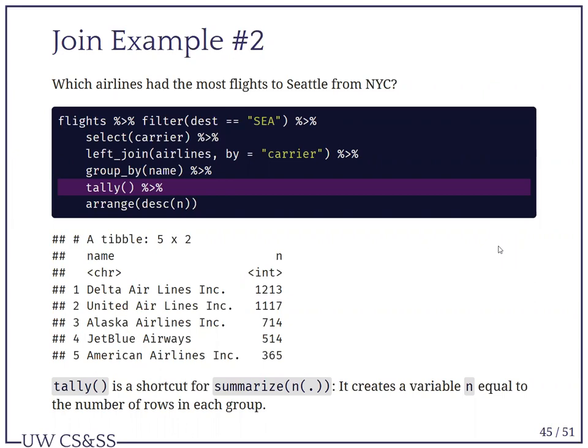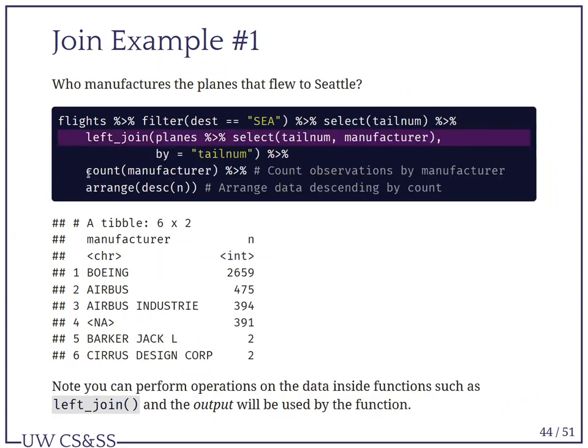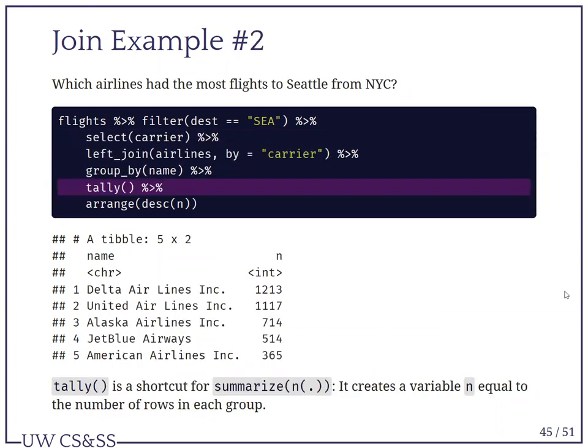So earlier I said summarize n obs equals n function, right? Tally lets you do that in one line instead of having to type more. It creates a variable called n. So does count. Count also makes a variable called n. So that's why I was able to arrange in descending order of n. Here we can see that the most flights to Seattle from New York City were Delta, big shout out to Atlanta, and United Airlines, and then Alaska.